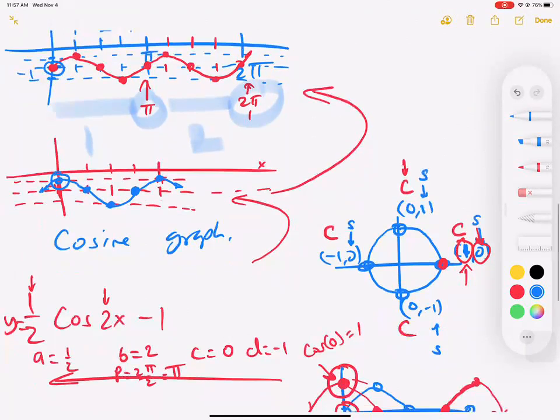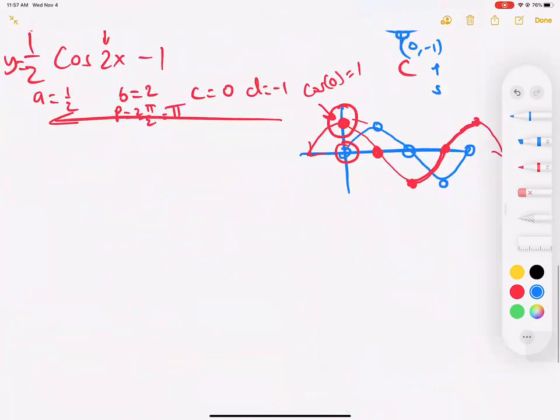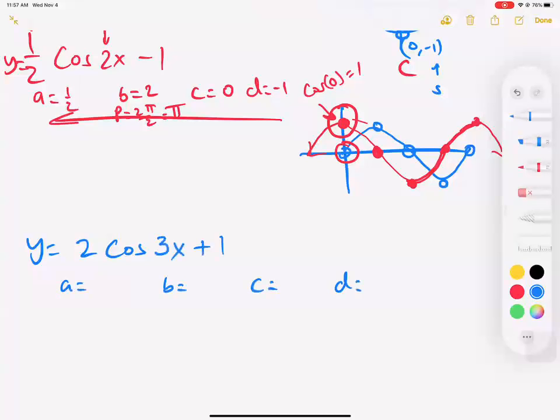Now let's go ahead and graph another one of these as we practice. Y is equal to 2 cosine of, let's do something weird, 3x plus 1. Please label your A, B, C, D. Remember, these are our characteristics, just like slope and the y-intercept. Just copying those letters. Make sure you don't mess up on negative signs. And our B value is really 2 pi over B, which tells us the graph is 2 pi over 3.